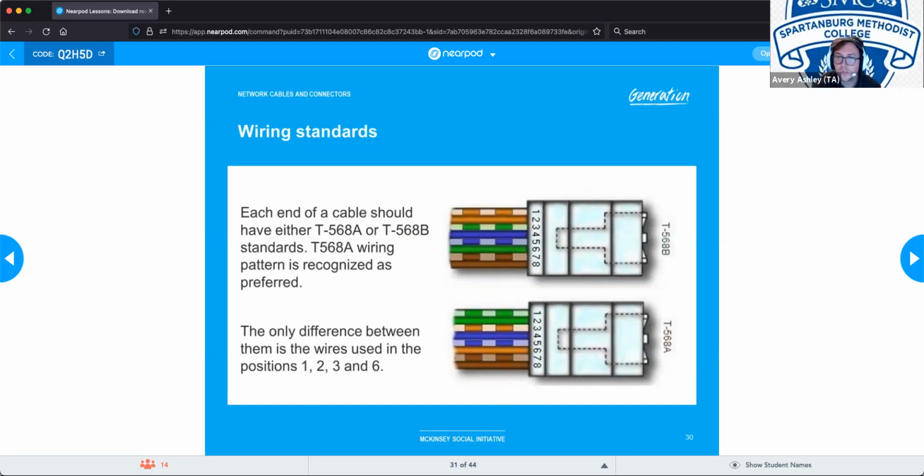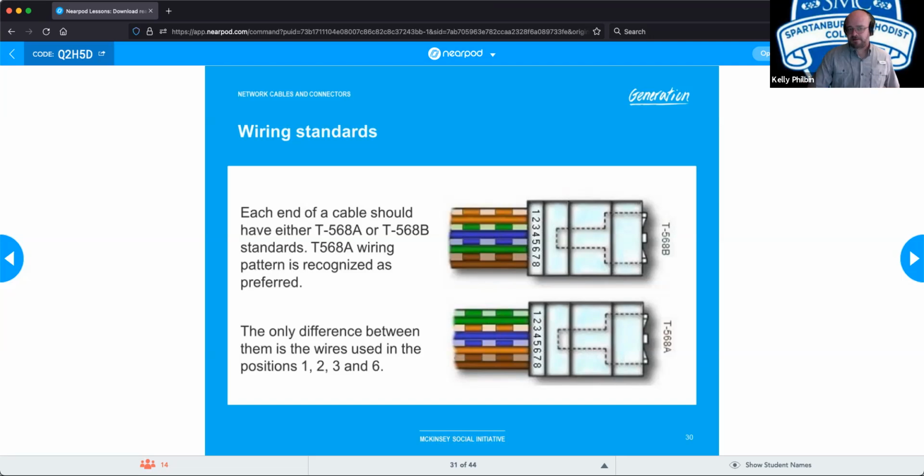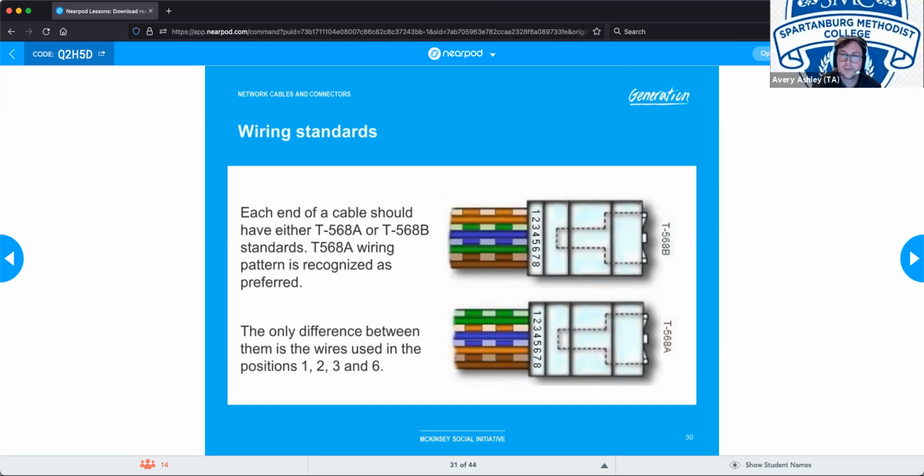So your B's are going to stay the same. If you can just remember one of the standards, you can figure out the other one by just flipping your two non-B colors, your green and your orange. I always memorized B because I like the sun to the sky. That makes a lot of sense to me. Brown, ground, and then river running through the trees.